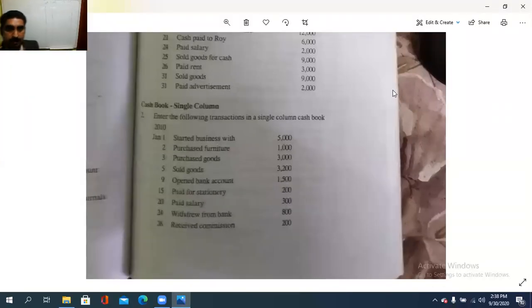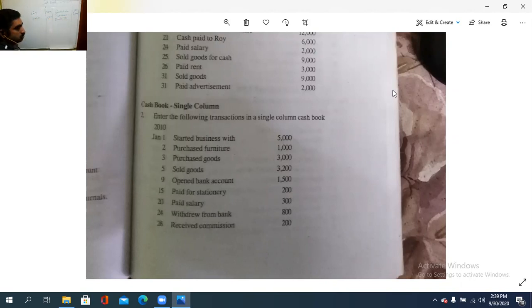Question number 2 of the practice problem: enter the following transactions in a single column cash book. Started business with 5,000. So capital 5,000. Then purchased furniture. So furniture, how much it is? 1,000. Then purchased goods, purchases 3,000. Sold goods, sales 3,200. Then opened a bank account.